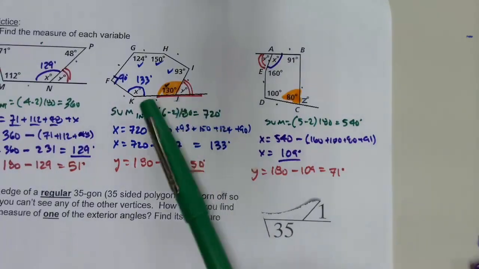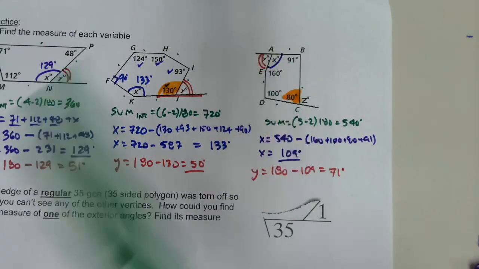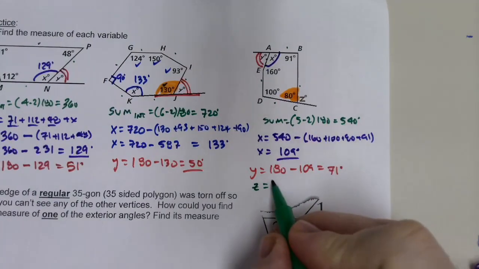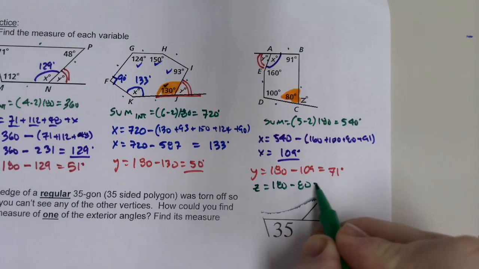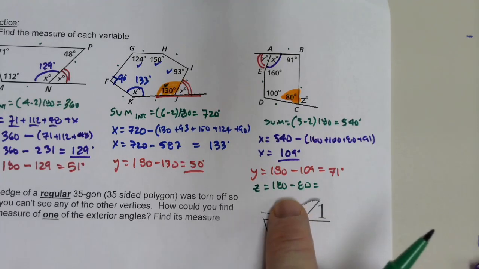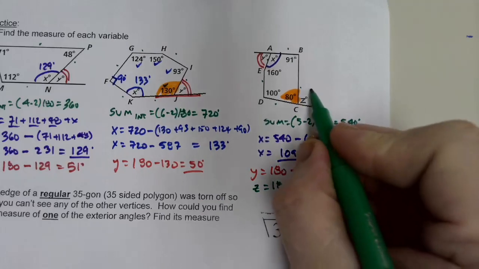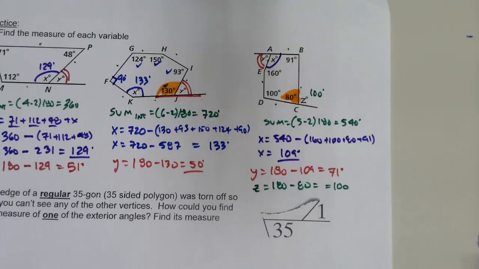This one's similar to the last one. We don't need to know x, nor do we need to know y. In order to find z, we just take the corresponding interior angle of 80, subtract it from 180, and z is going to equal 100 degrees.